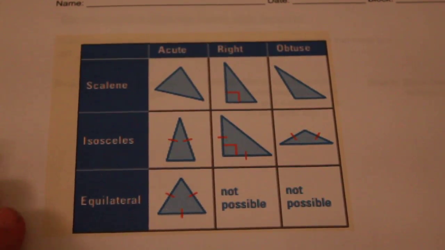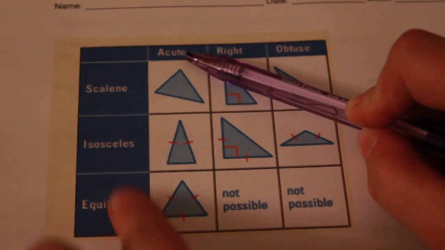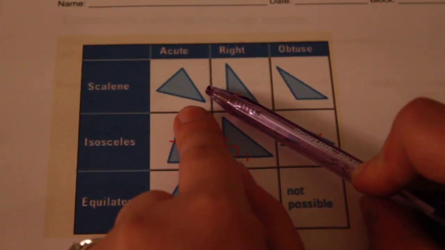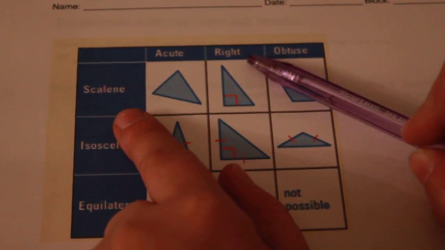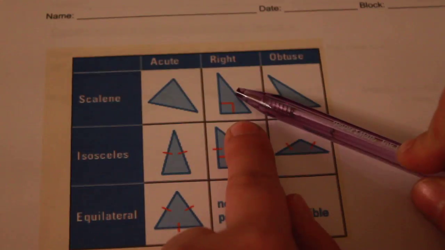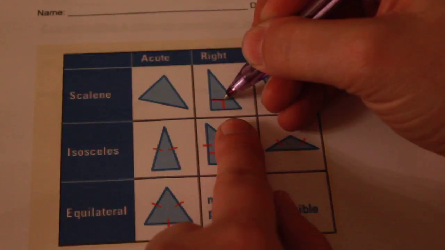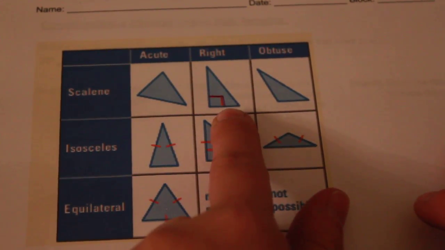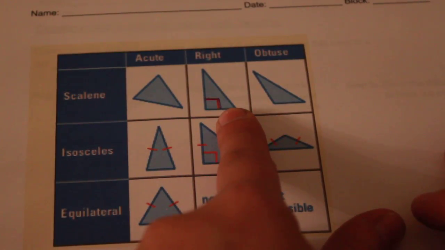At the top of this next page, you'll see this chart right here. This is a chart that can help you try to figure out how to classify these triangles. An acute scalene triangle will have all acute angles and no sides that are the same length. A scalene right, none of these sides are the same length, and it has a right angle in the corner. It doesn't have to be this way. It could have been facing the other way, and it still would have been the same thing.